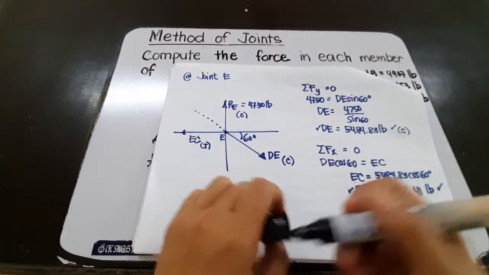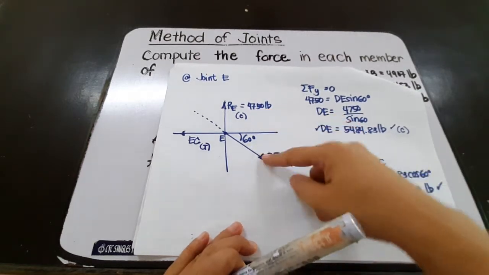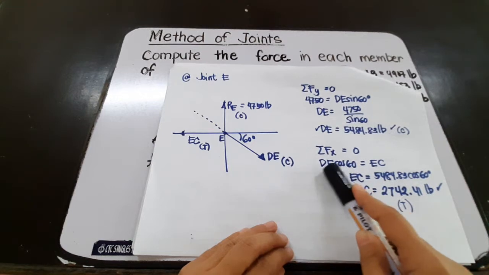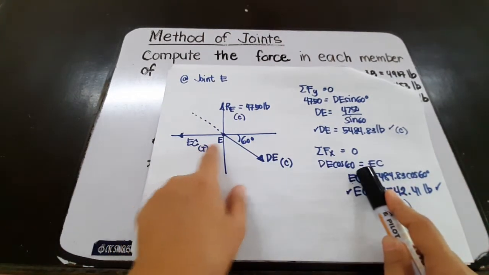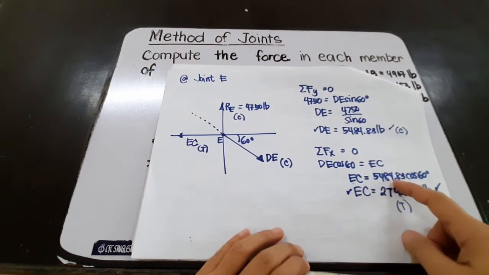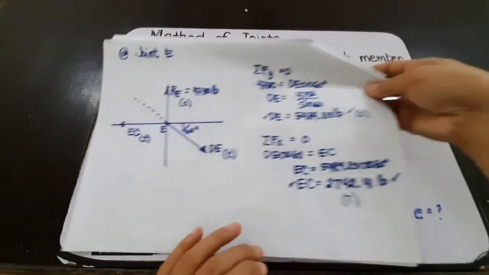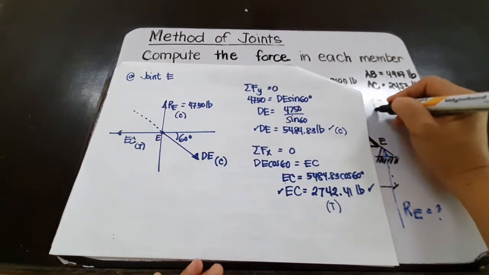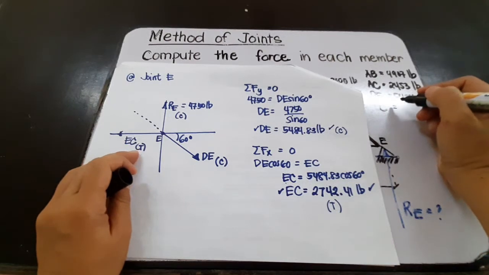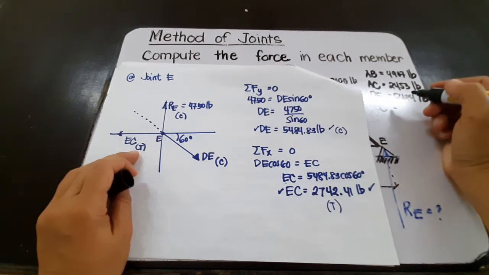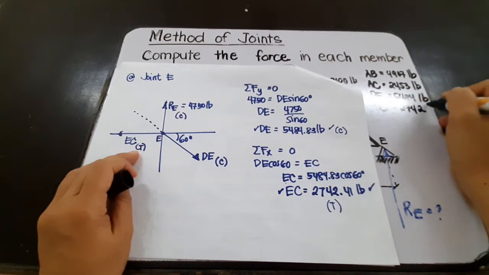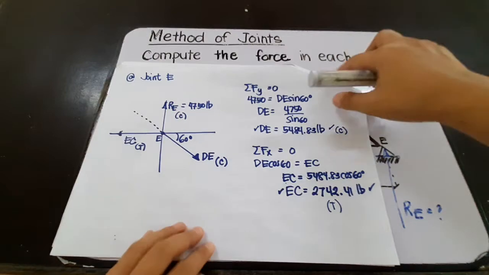So we just get the summation of forces along the axis because these are all concurrent forces. Having that, we have DE cosine 60 is equal to EC, and that EC is equal to 5484.83 cosine 60, and EC is 2742.41. And so we again have a positive value, so our assumption that EC is tension or tensile force is correct. So we have 2742 pounds.